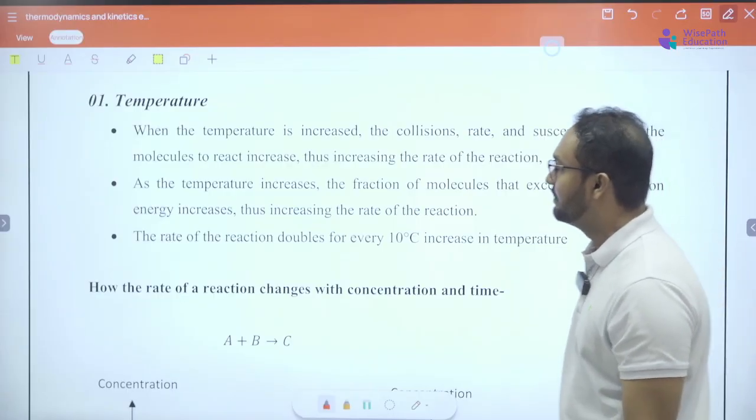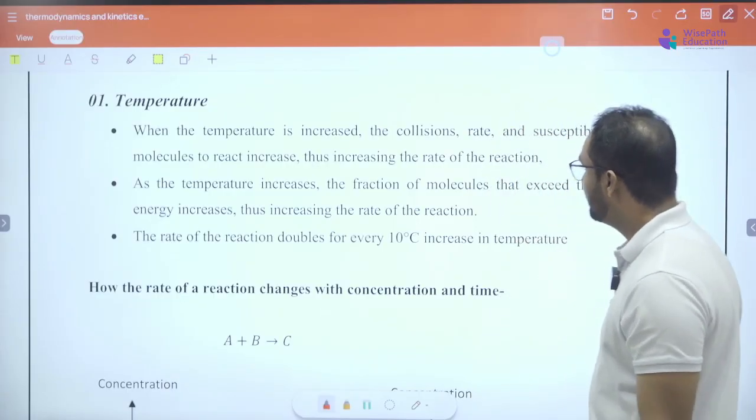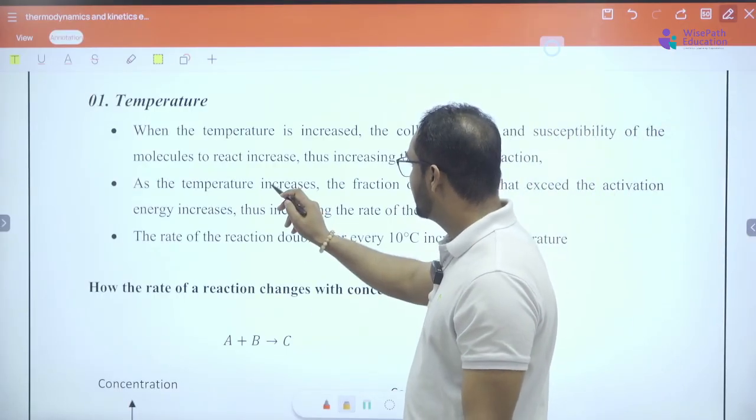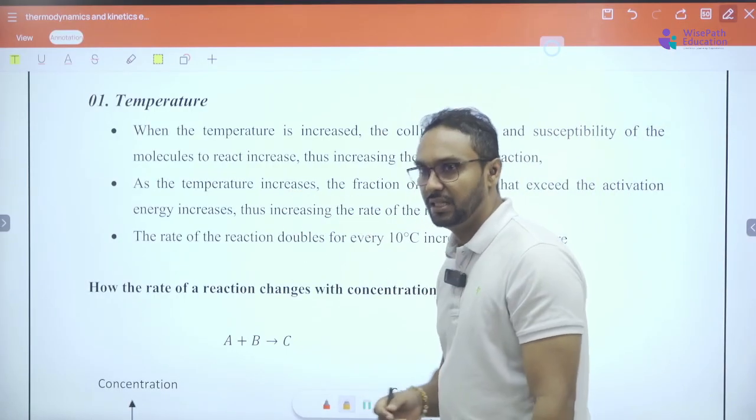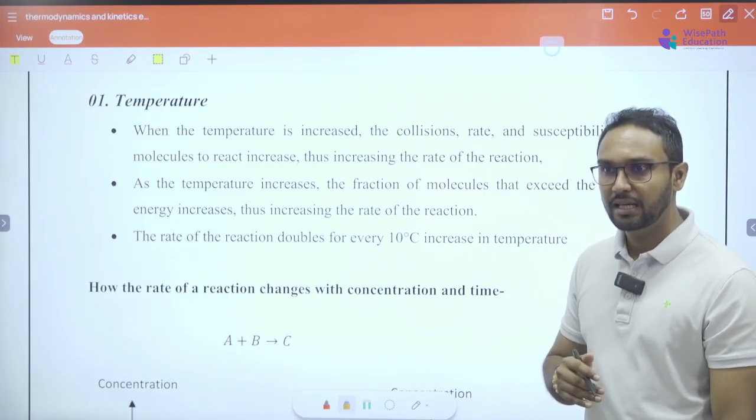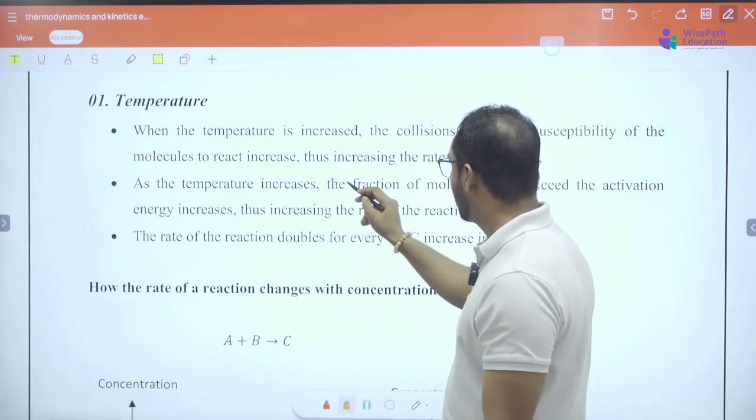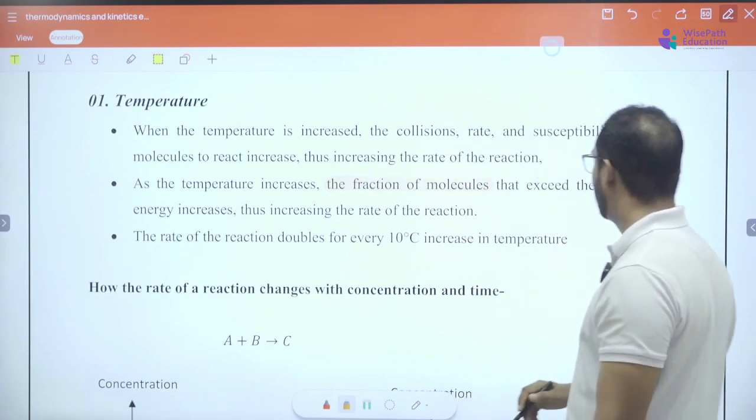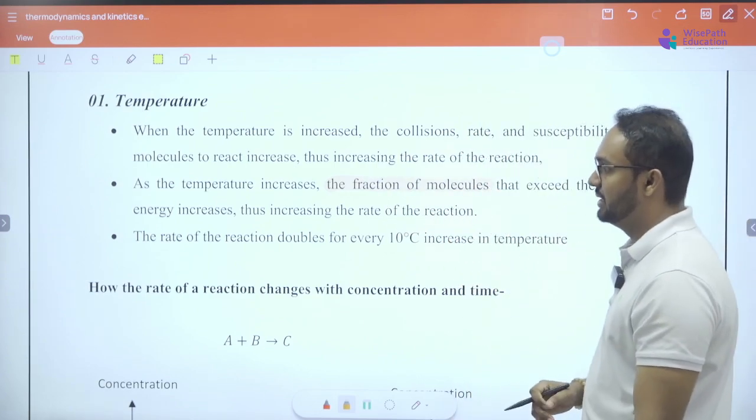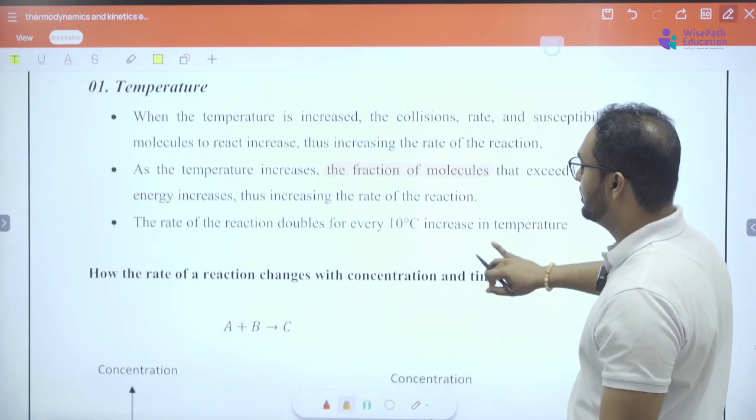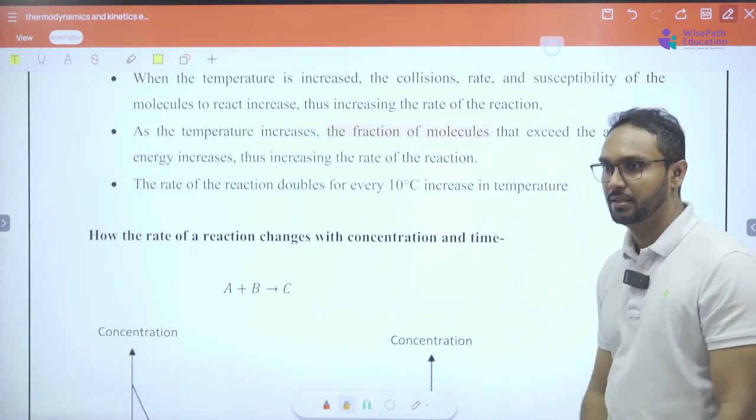The second thing is, as the temperature increases, the fraction of molecules, highlight the fraction of molecules, because not all the molecules have the same energy. They have different energy levels. So as the temperature increases, the fraction of molecules that exceed the activation energy increases. Thus increasing the rate of reaction.